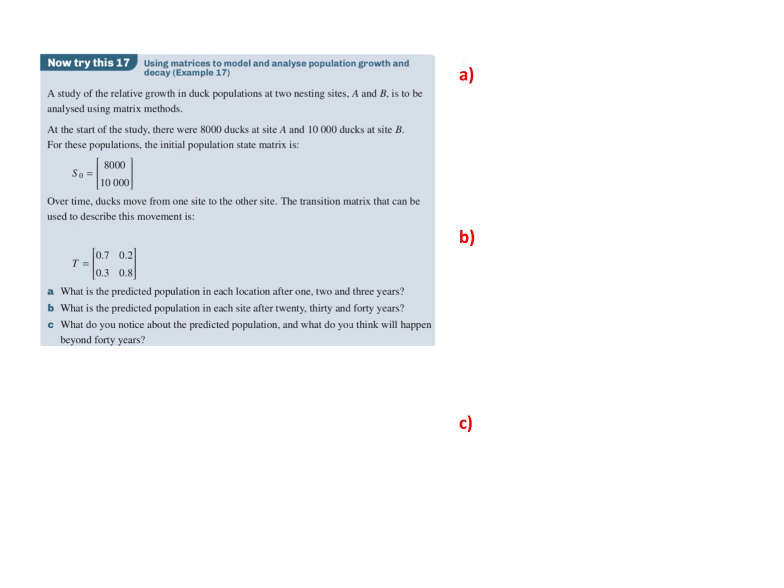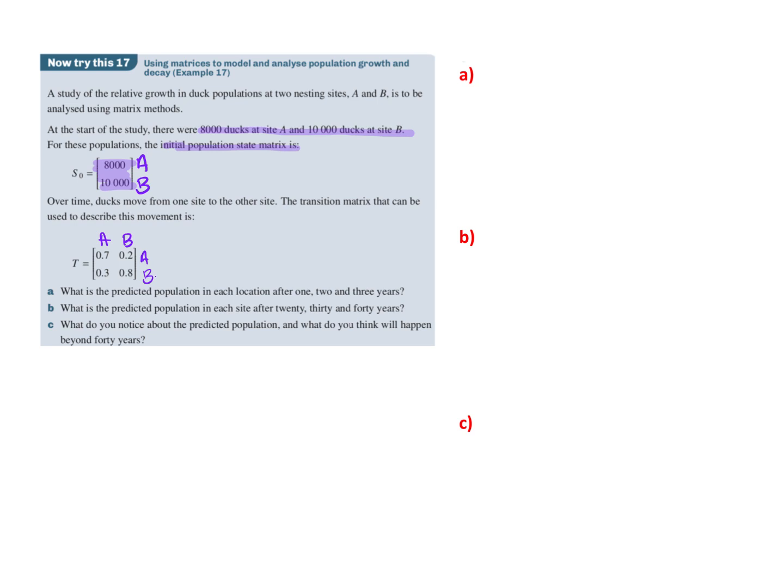Okay, a study of relative growth in duck population at two nesting sites A and B was analysed using matrix method. At the start, there were 8,000 ducks at site A and 10,000 at site B, and they've given the initial state matrix. So this is where we put what happens originally. So we can see this is A and this is B, site B. So therefore our transition will be A, B, A, B. Okay, so with our questions, it says what is the predicted population after 1, 2 and 3 years.